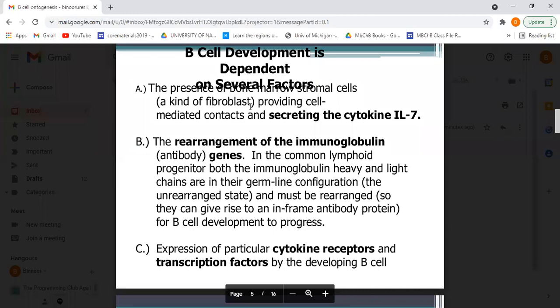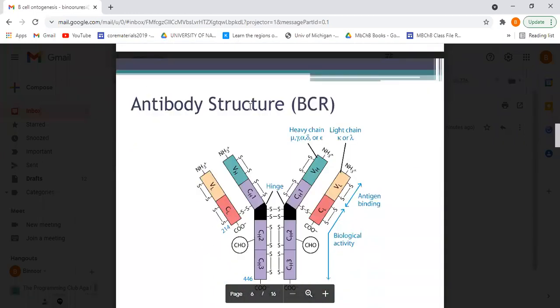Then another requirement is the expression of particular cytokine receptors and the transcription factors that can help the B cells to develop further. Next slide, please. Let's move on to the next slide.